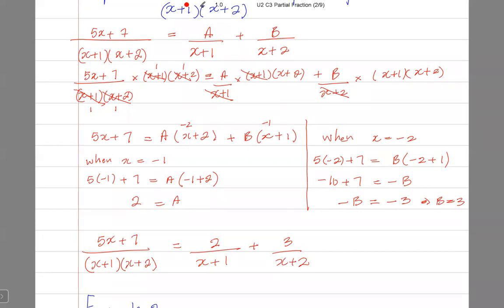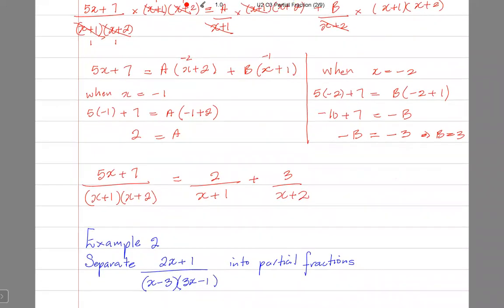All right, I just did example 1. I'd like for you to try example 2. Questions and comments?